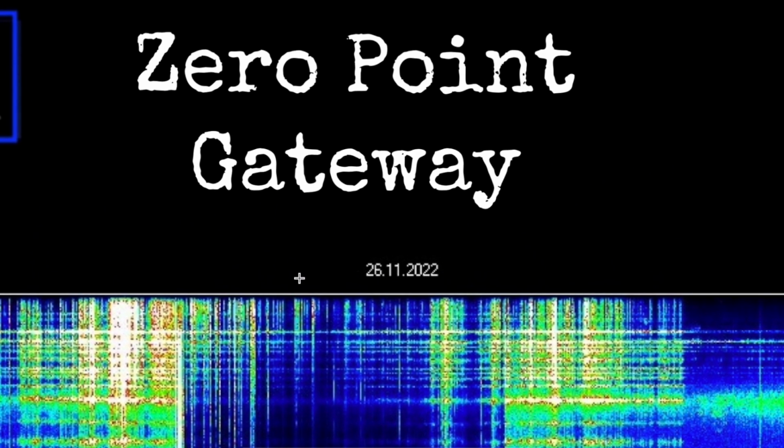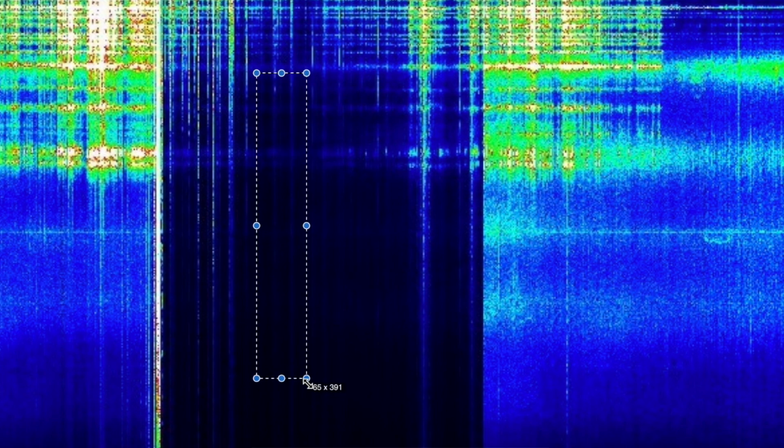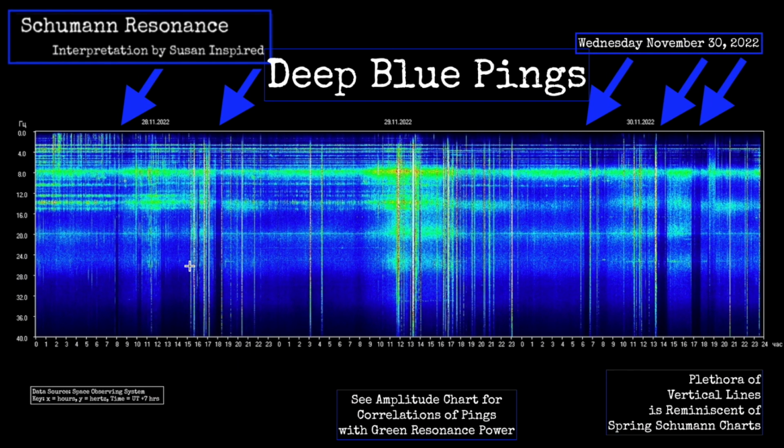So now that we know what exactly happened with 0 amplitude in this amazing chart of the 0-point gateway, now let's look at today and see what is going on with the deep blue lines that look almost exactly like this in color. It is very reminiscent of just a slice of this appearing on the chart. Let's see what's happening. Okay, so let's analyze these 5 pings.